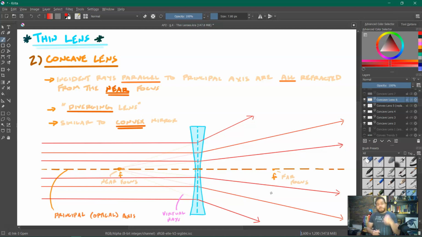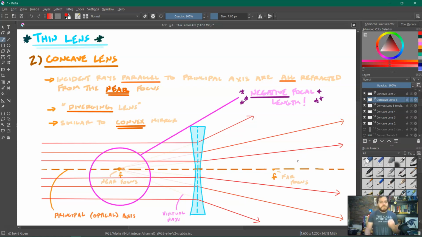Now, one other thing we want to note is that, just like convex mirrors, concave lenses we define with a negative focal length because the light rays are basically diverging as if they originate from the near focus. So we're going to say that the focal length for this type of lens is in fact negative. And that's very crucial. It's very easy to make a mistake there.